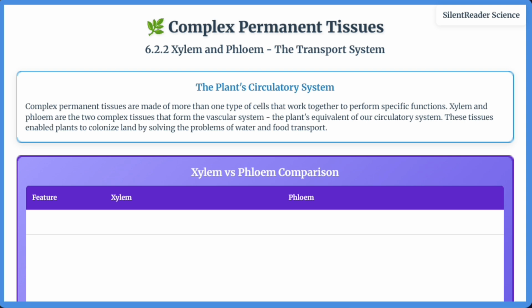This vascular system, arranged in bundles, enabled plants to colonize land by solving transport problems. The partnership between xylem and phloem ensures that water, minerals, and food reach every part of the plant efficiently.